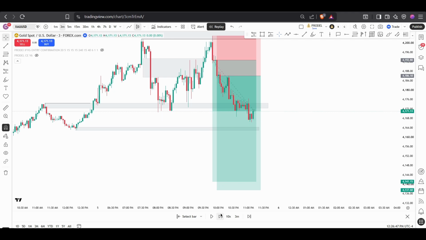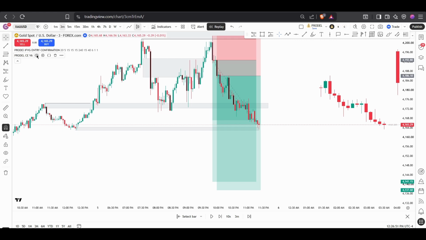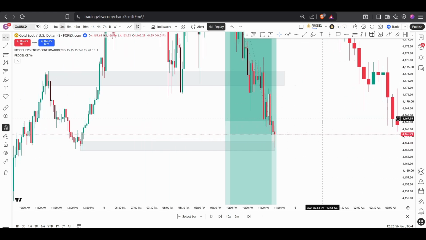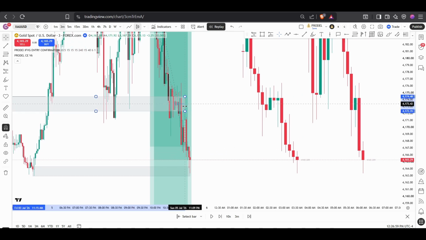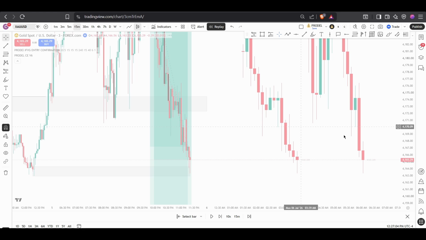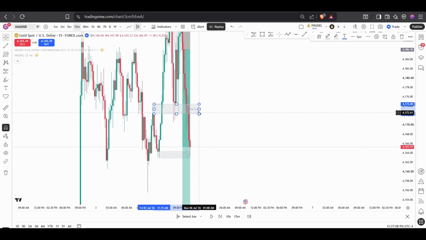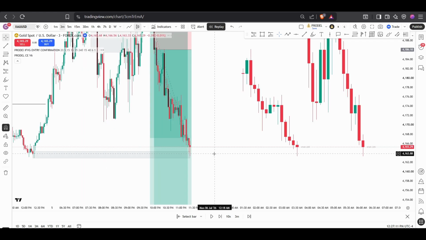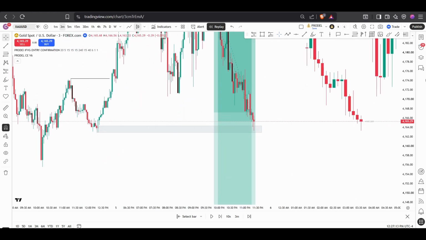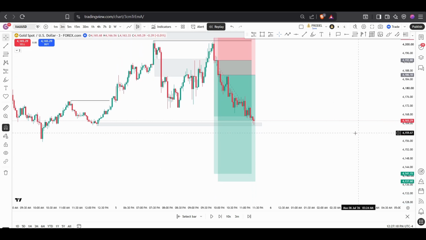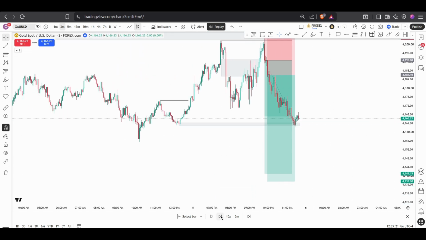Let's wait. You can see there is no entry confirmation here. There is the white candle, but this zone is already closed by this 15-minute candle. You can see this zone is already closed, so this is not a valid zone, and the market has not touched this level anymore. So let's close this entry confirmation and play the market.